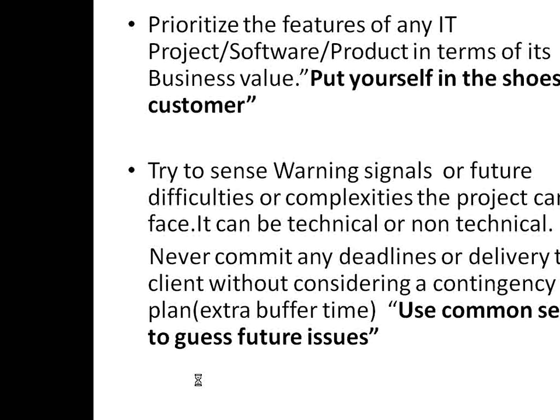Second is, as a good manager or as a good architect, we should try to get some warning signals or the future possibilities, or the future difficulties or complexities which my project can face. Right now everything looks fine for the first 1 year, but am I giving a 1 year solution to the client? If I am doing that, I am not a good project manager at all, no matter how many MBAs I hold. The first thing I have to realize is that I have to give a long-term solution to the client.